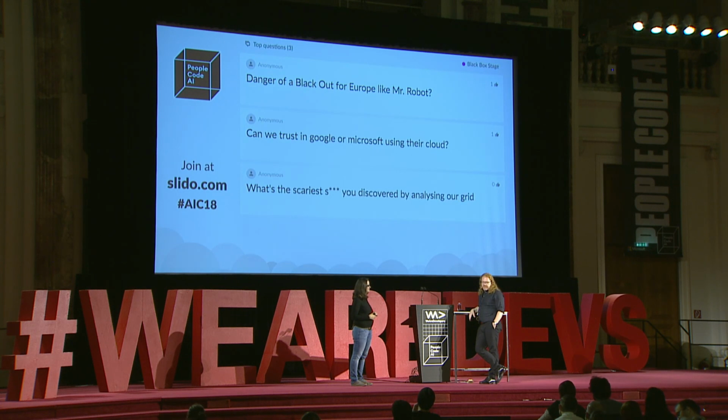Excellent. What's the scariest thing you discovered by analyzing our grid? Well, you can take down the whole European grid, which spans more or less from Portugal over the whole continent of Europe down to Turkey, by a botnet of roughly 10 million infected IoT devices. I mean, that's nothing a script kiddie does in an afternoon, but instead of doing war against a foreign country, I would prefer it.